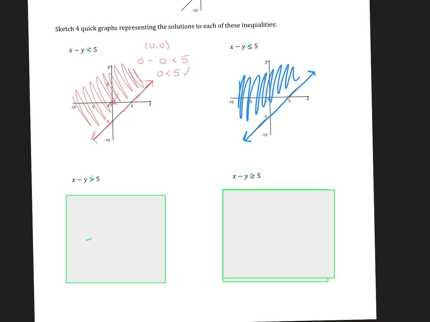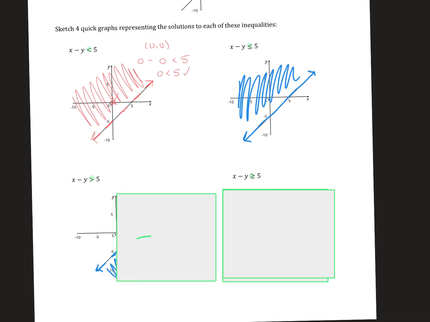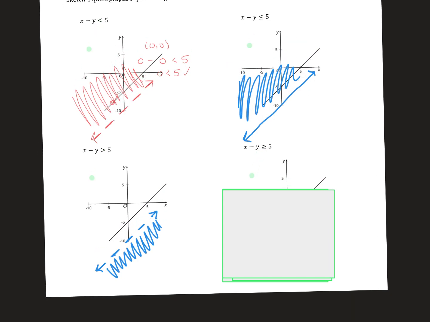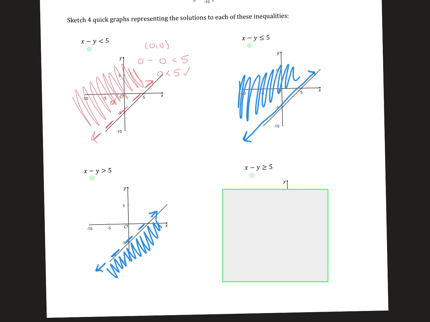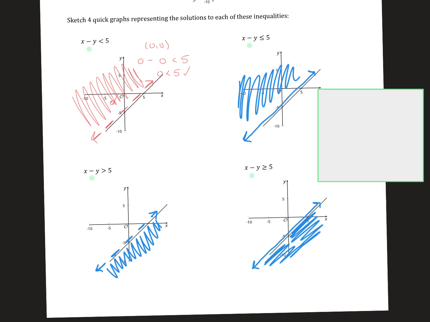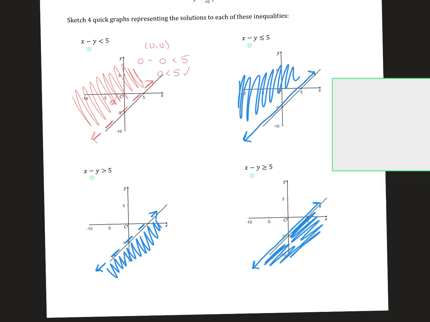Bottom left, this one is a dashed line. And for this one, 0, 0 is not a solution, so we're shading below the line there. And for the very last one, this one is a solid line because it's greater than or equal to. 0, 0 is not a solution, so we end up shading below the line.